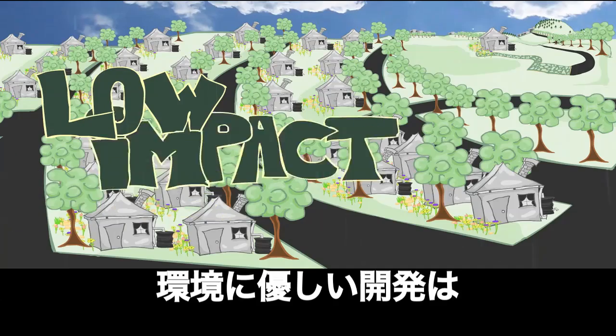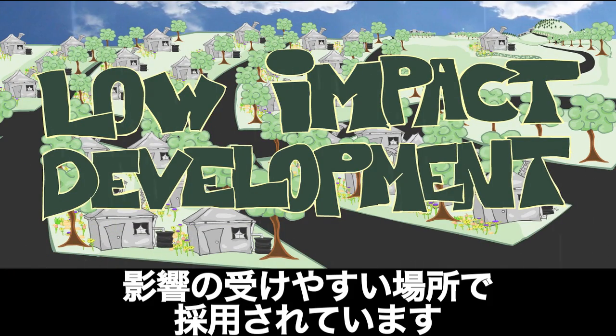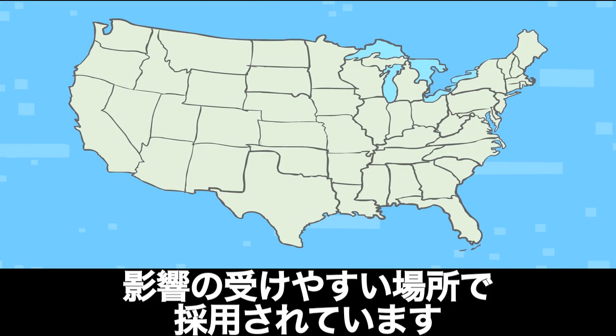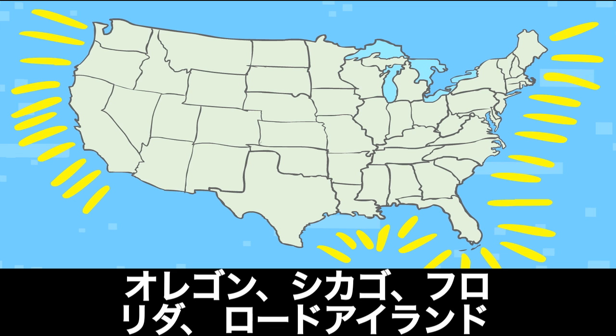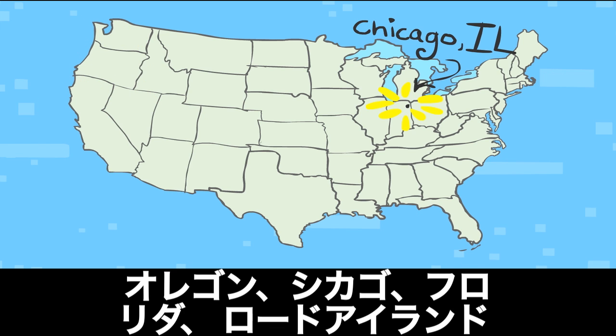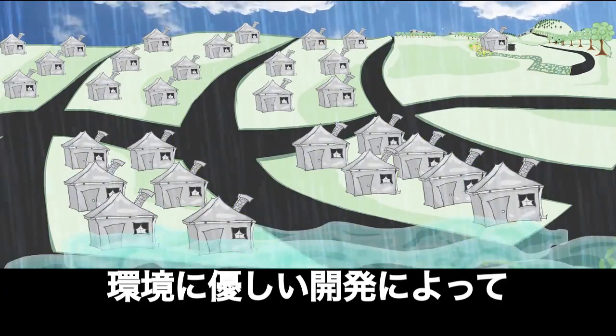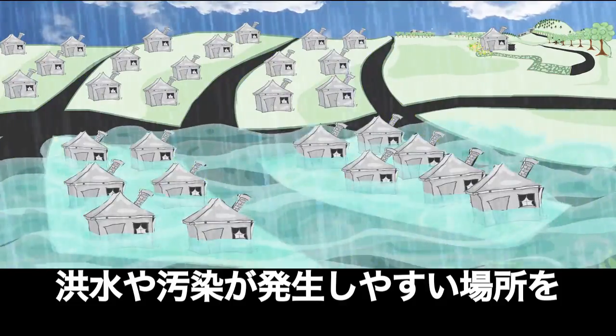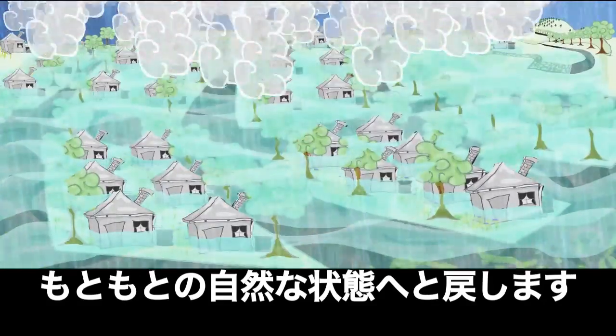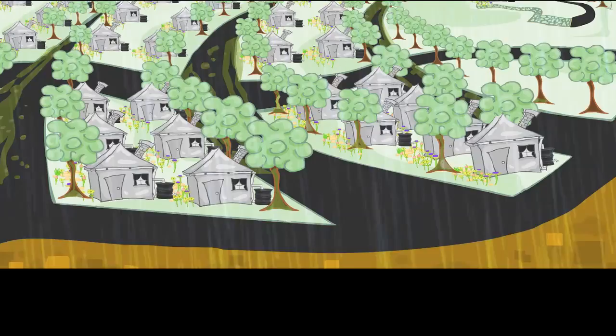Known as low-impact development, it's rapidly catching on in areas along sensitive rivers and coasts, including Oregon, Chicago, Florida, and Rhode Island. Low-impact development can transform the landscape from one that sheds water, causing flooding and water pollution, back to a more natural state that captures and absorbs water.